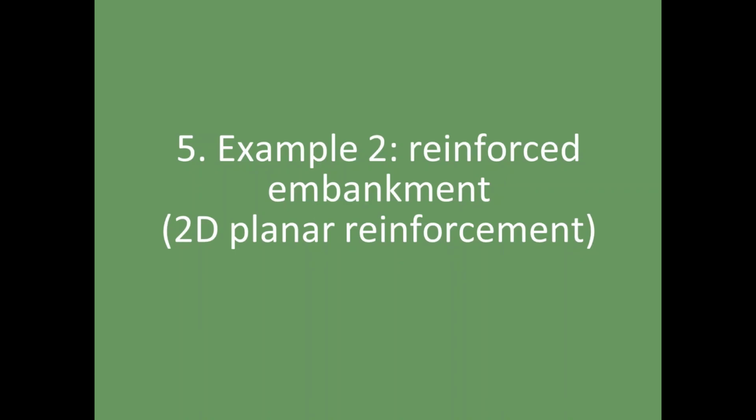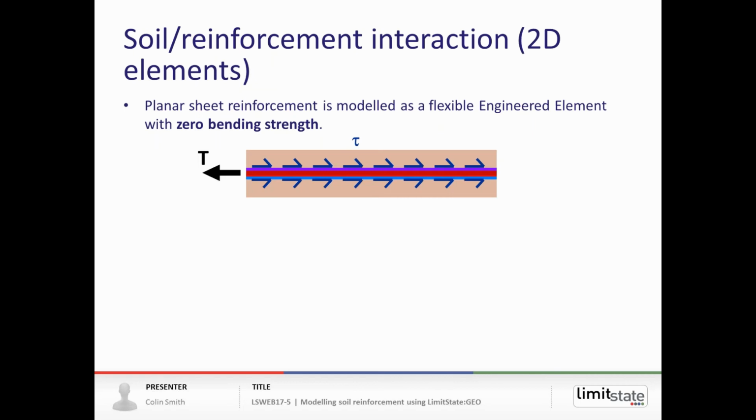We'll now look at a second example, which is a reinforced embankment. So this is using two-dimensional planar reinforcement. And in terms of how that interaction goes, we would model that using the same, what we call engineered element in the software. We're going to model geotextile in this case. So we model it as a flexible element with zero bending strength, which just allows it to bend freely.